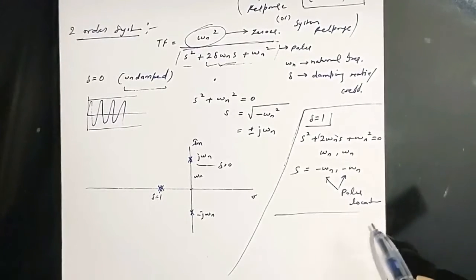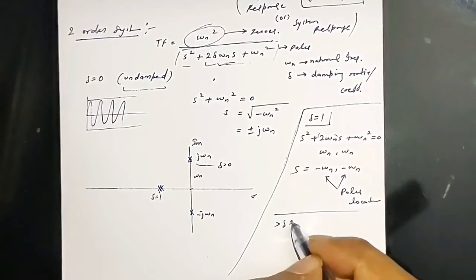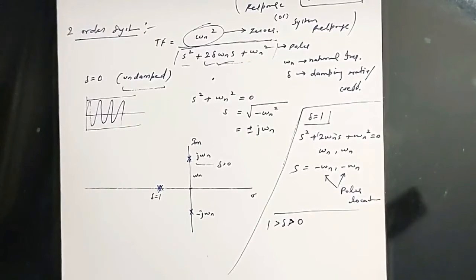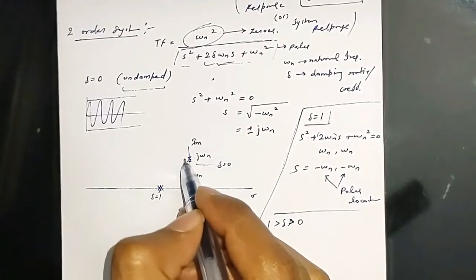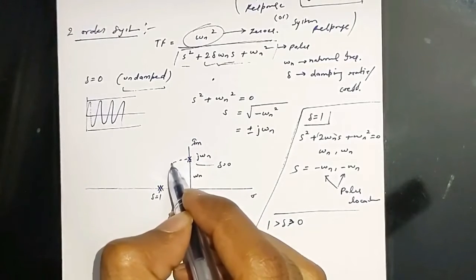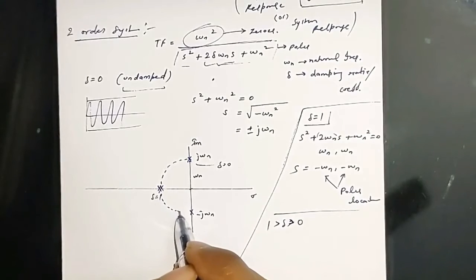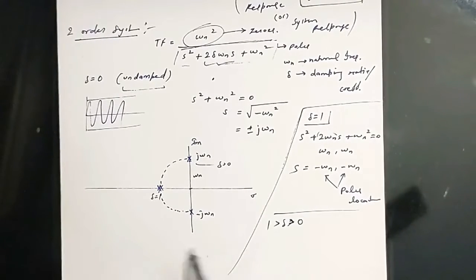Now let's take another case. If zeta is between 0 and 1, the poles locations are going to be somewhere on this dashed line.